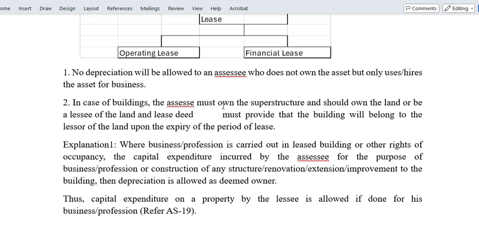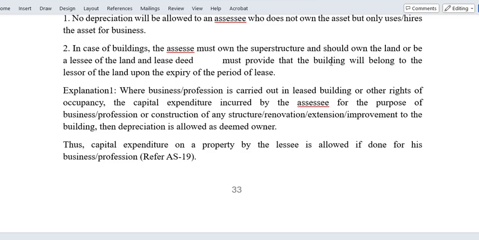In case of buildings, assessee must own the superstructure and should own the land or be a lessee of the land, and lease deed must provide that the building will belong to the lessor of the land upon the expiry of the period of lease. Okay. So if the condition is like that, upon the expiry of the period of lease, it will be owned by the lessee. In such cases, he may be able to claim the depreciation. He is the deemed owner.